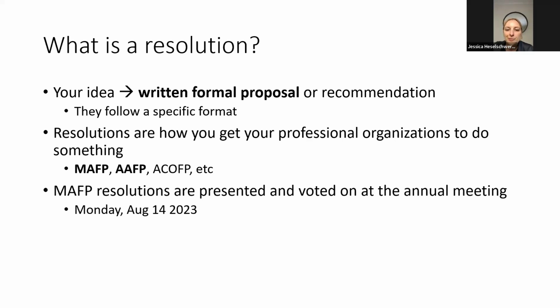For us, the MAFP resolutions are going to be presented and voted upon at the annual meeting, which is going to be Monday, August 14th this year. It's always at our conference, which of course the date on that varies year by year, but this year it's on August 14th. And one thing to add here, those resolutions that are written by Michigan members during the Michigan conference that are adopted and have national implications for AAFP, those will then go to Congress of Delegates there. So they have to be adopted at the state level before they can advance to the national level.